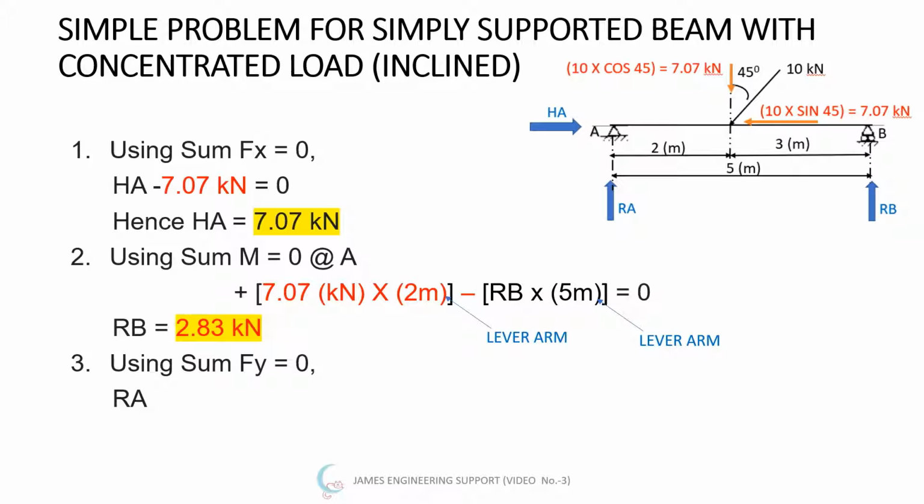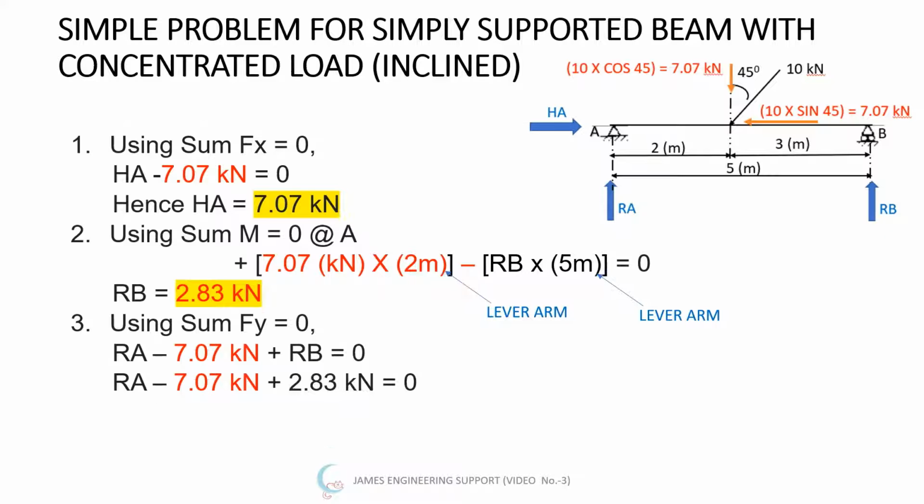Then we will use the vertical equation, that is RA positive, then minus 7.07 negative, then positive RB, then we will equate it to 0.